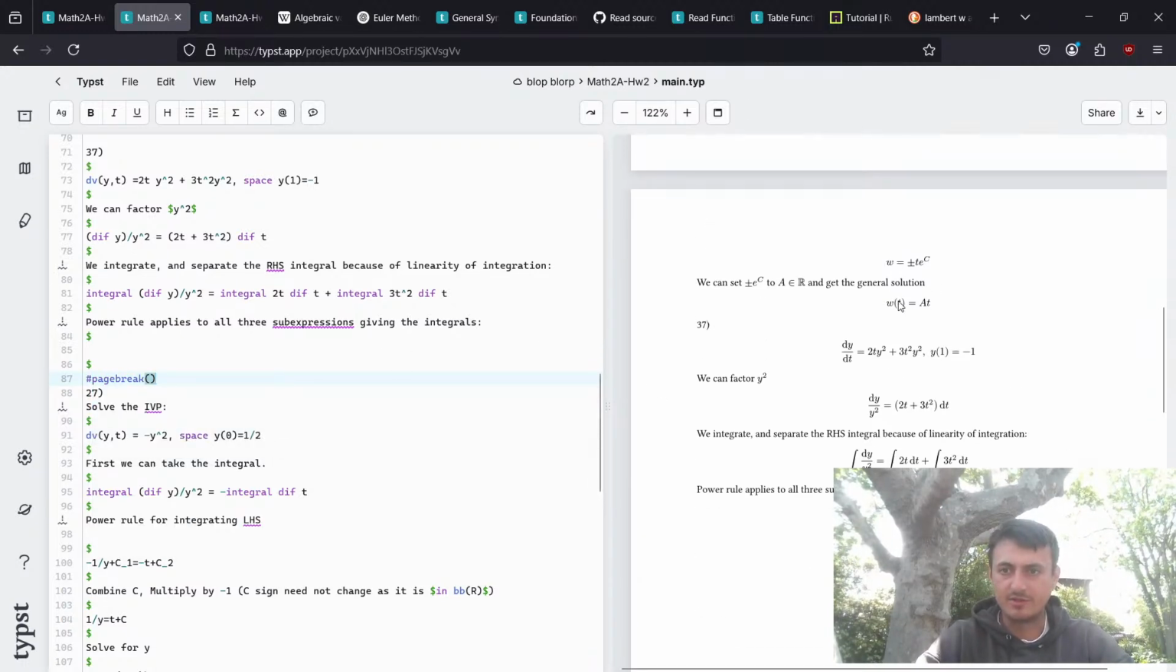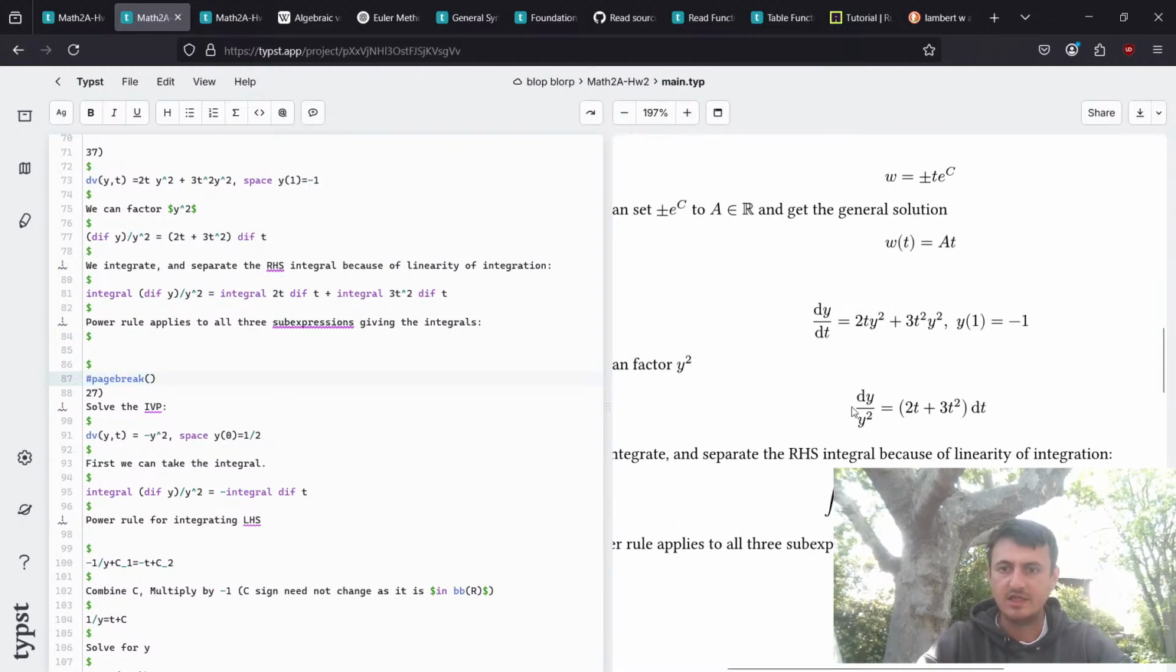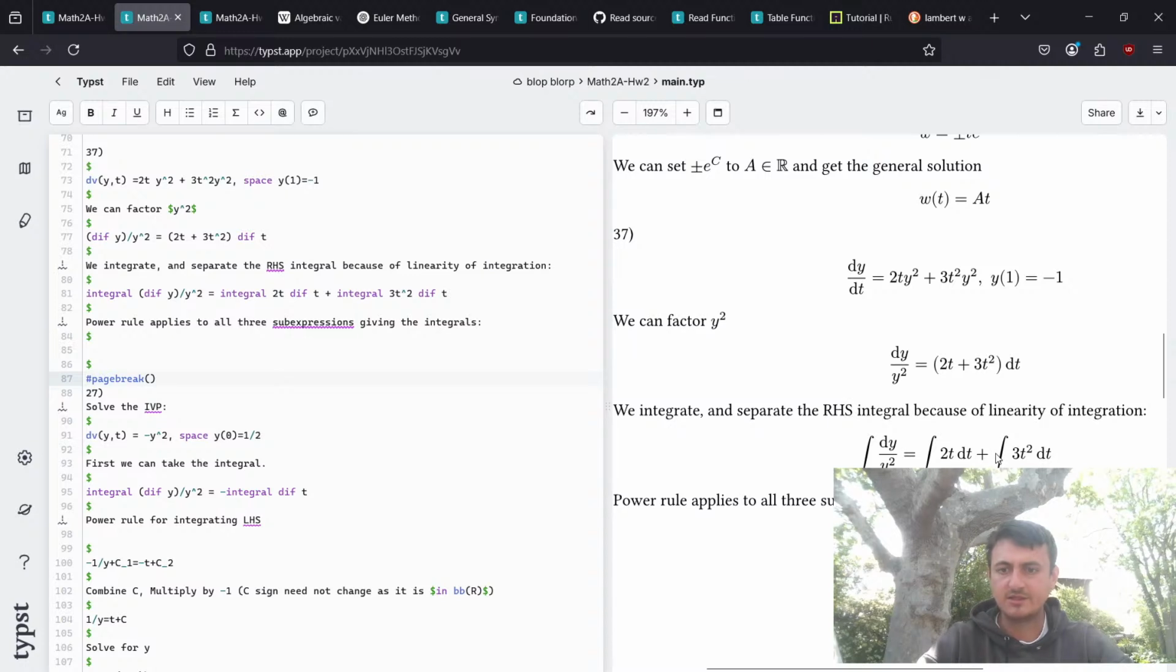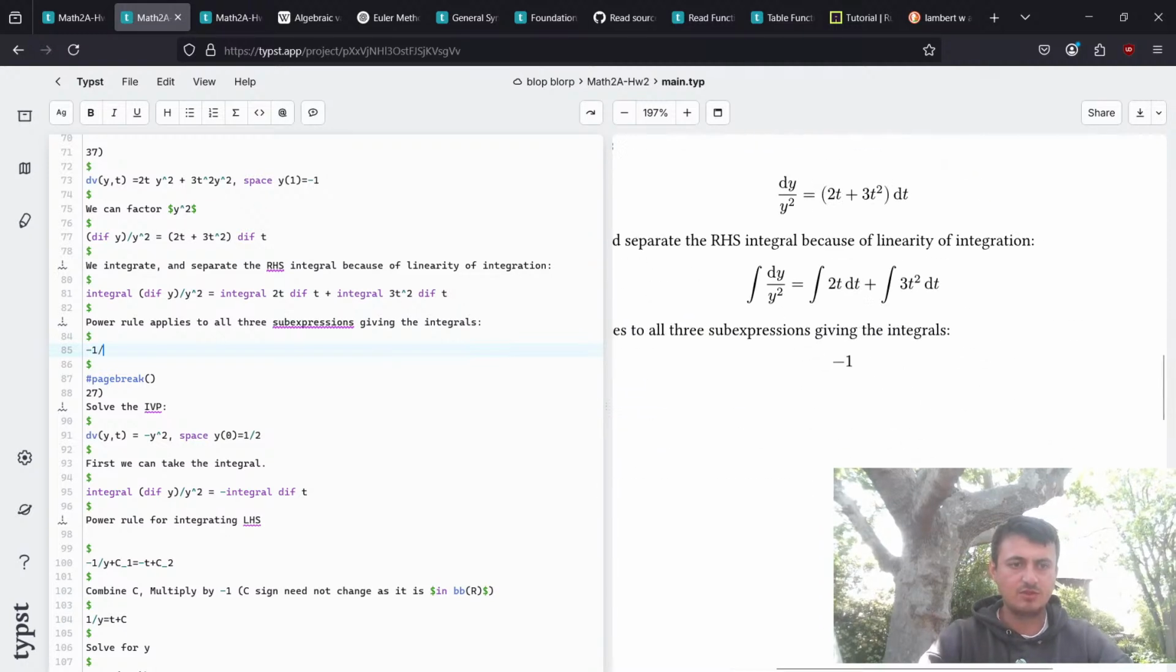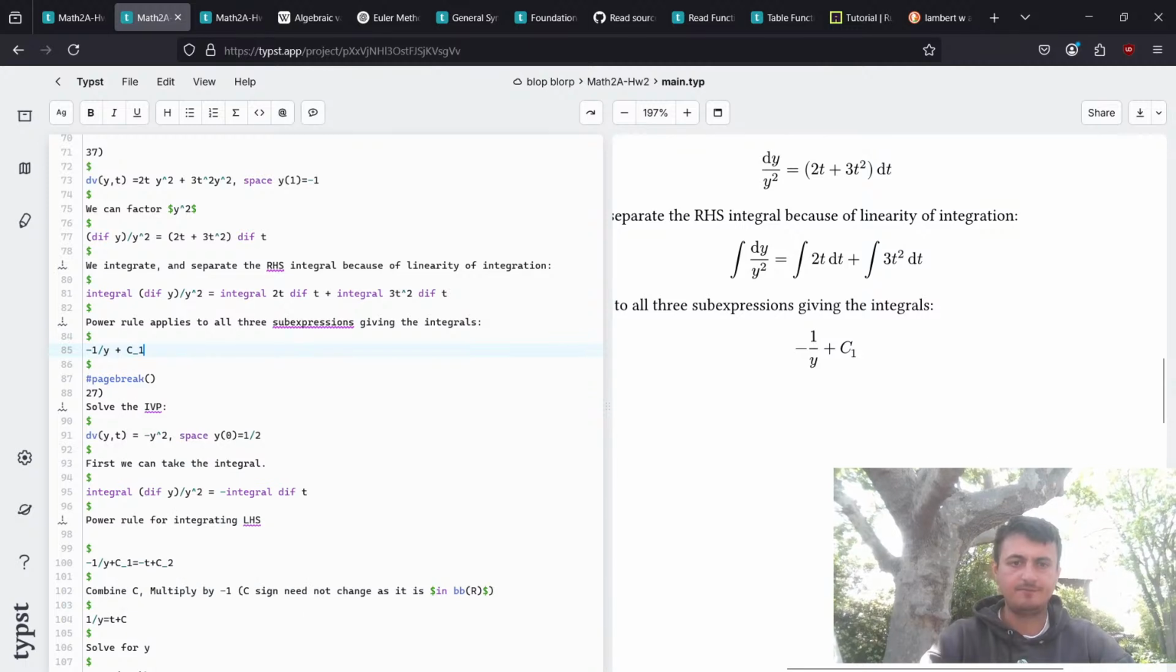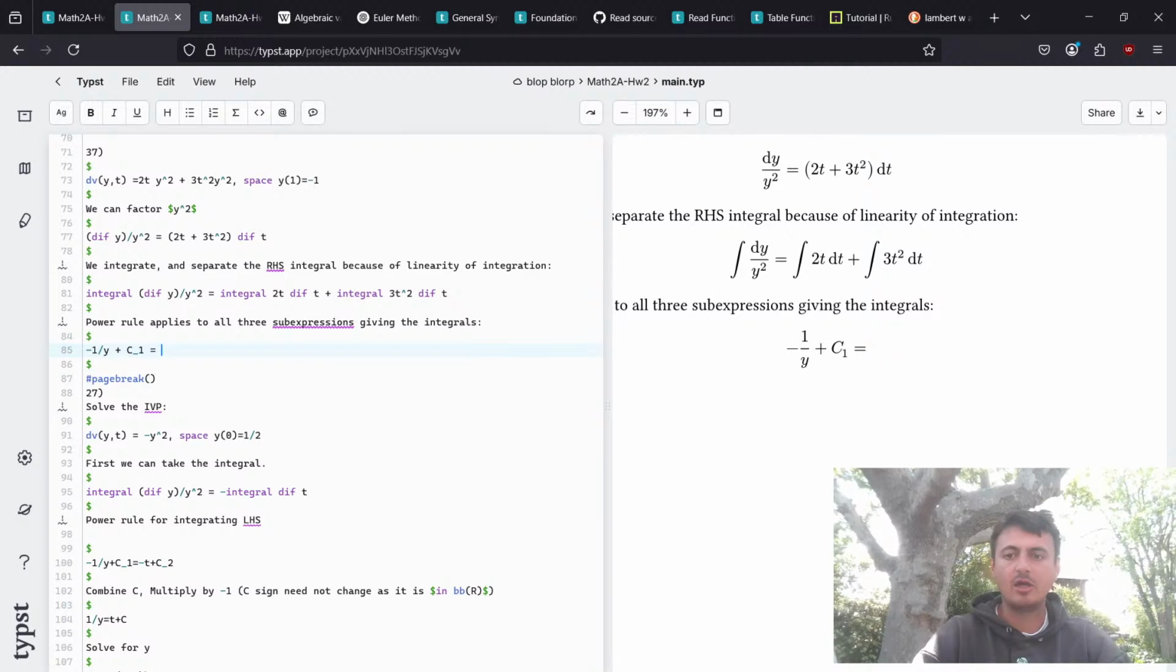Here, let's do this. This is what we're working on right now. So you factor the y squared, and you get dy over y squared is equal to 2t plus 3t squared dt. Let's zoom in a little bit so people can see it. And so this gives us these integrals. So we should get minus 1 over y plus c1 is equal to, we're just going to add all of the c's, so t squared plus c2 plus t cubed plus c3.